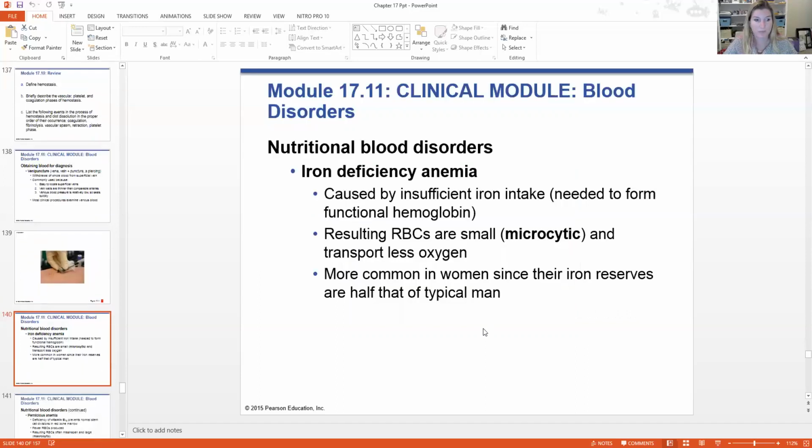With a typical venipuncture, you can detect something like iron deficiency anemia, which is a nutritional blood disorder, right? This is caused by insufficient iron intake. And this could result in red blood cells that are very small, microcytic, small cells. They're going to transport less oxygen. This is much more common in women, since our iron reserves are much lower than in men.